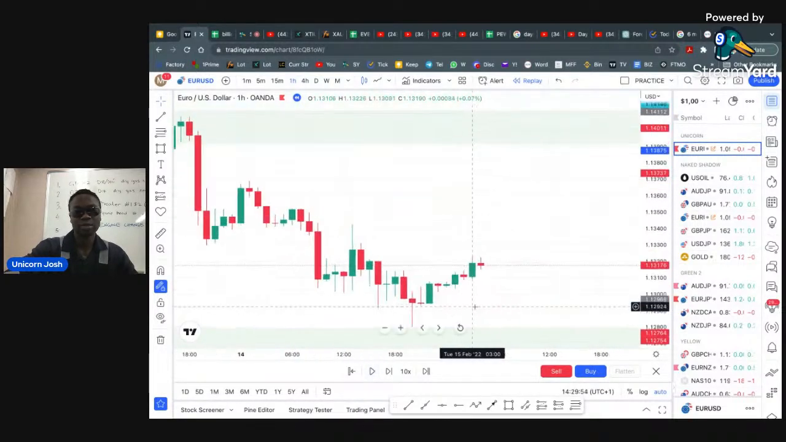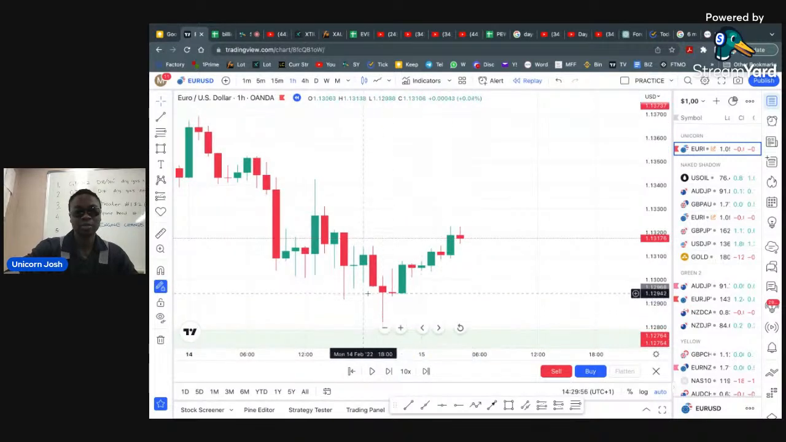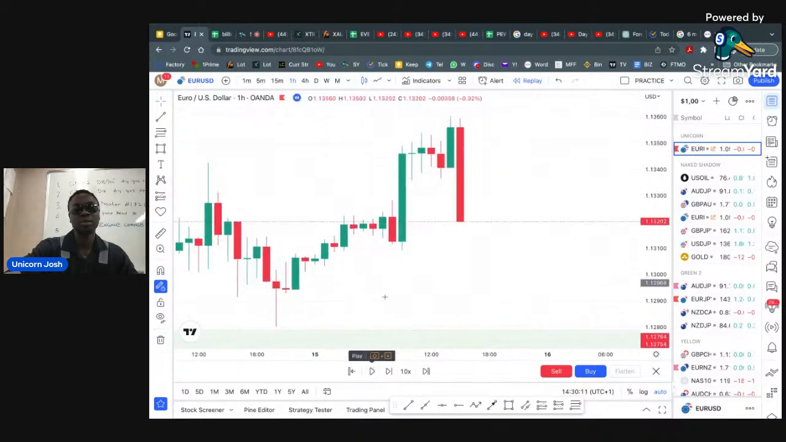Okay, good. This was another kangaroo, although it's invalid because the body is not within the range of the previous candle. So I would not be taking that. Let's move on to the next one.